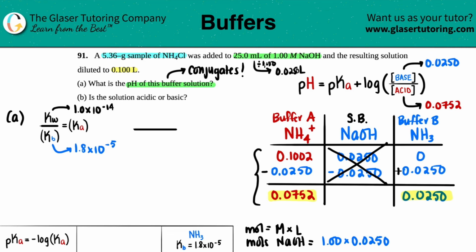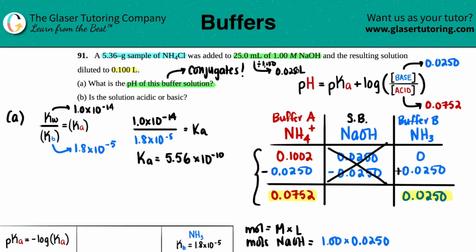So let's figure it out. 1.0 times 10 to the negative 14th divided by 1.8 times 10 to the negative 5th equals the Ka. And then we'll get the Ka value down here. So calculator out again: 1 times 10 to the negative 14th divided by 1.8 times 10 to the negative 5th. I get 5.56, that's good enough, times 10 to the negative 10th.